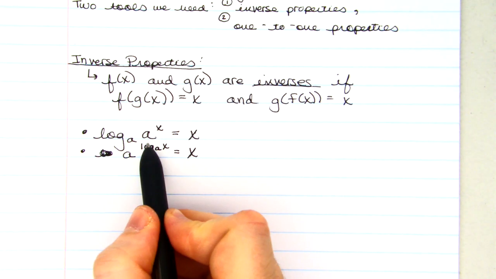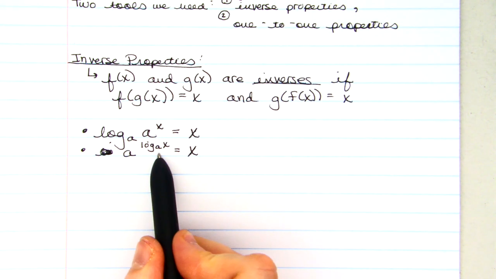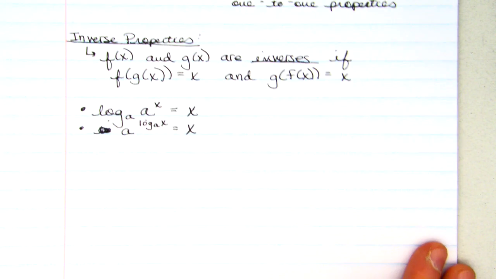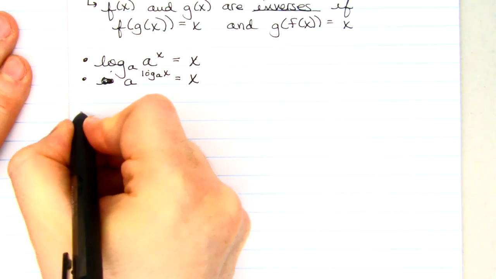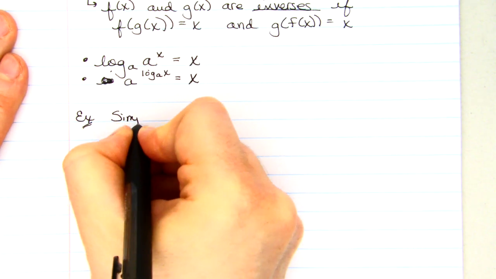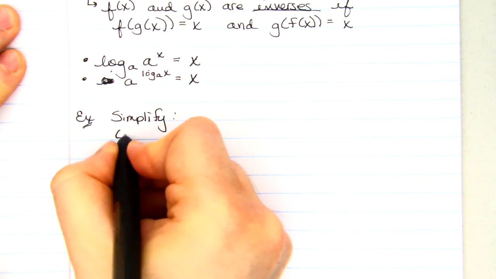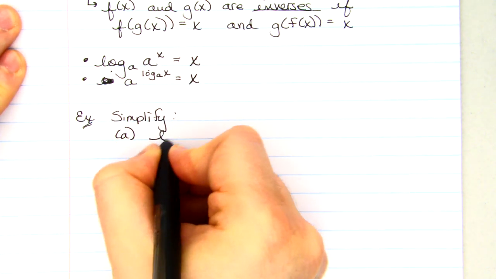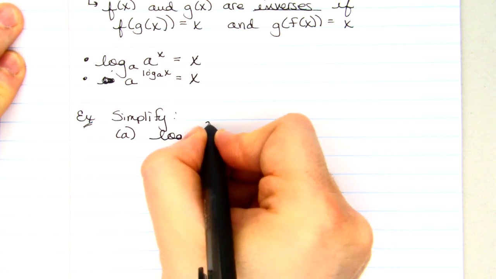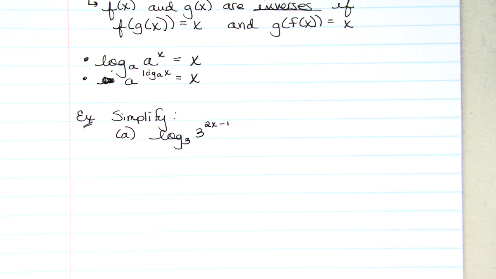You put an exponential function inside a log function, they cancel, just giving you the x. If you put a log function inside an exponential function, again, those ideas cancel each other out, just giving you x. Before we get into some equations, though, I just want to do some simplifying. Let's simplify. First of all, let's do log base 3 of 3 raised to the 2x minus 1.